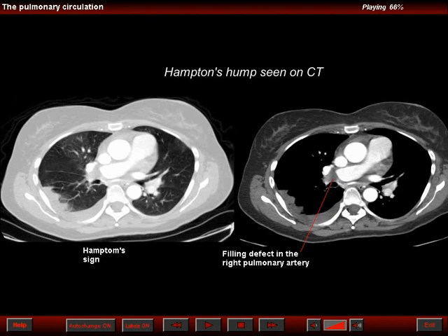We have exquisite modalities that are expeditious. They require the injection of contrast material, but they can safely replace pulmonary perfusion scans for the diagnosis of pulmonary embolism.